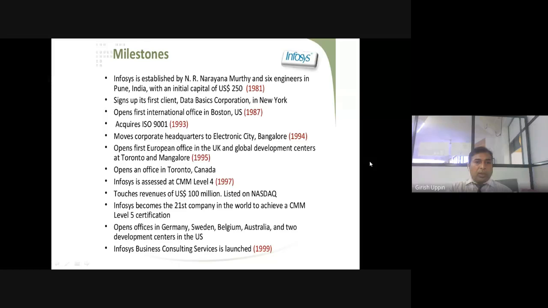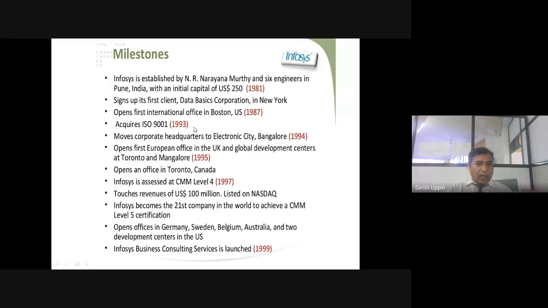These are the milestones. Infosys is established by N.R. Narayan Murthy and six engineers in Pune, India, with an initial capital of US $250. Okay, $250. That is the initial investment. It signs up its first client, Data Basics Corporation in New York, and opens its first international office in Boston, US, in 1987. You can see it started in 1981 with a very small investment, and by 1987, that is in 6 years, it had started its first international office in Boston.